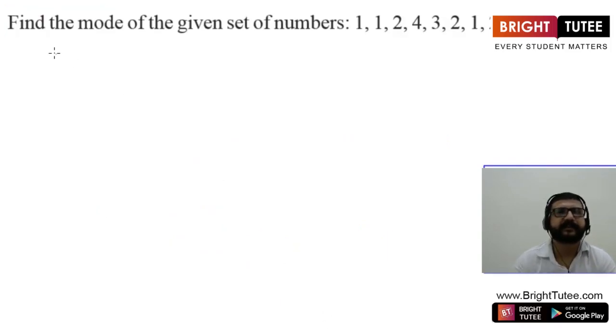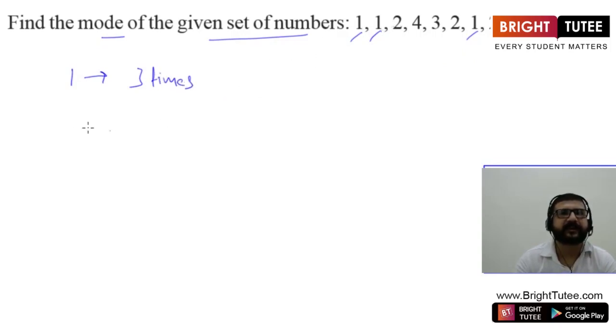Now let's see one more example on mode of the data. Here we have to find the mode of the given set of numbers, and the set here is 1, 1, 2, 4, 3, 2, 1, 2, 2, 4. Now let's see how many times 1 is occurring in this data. 1 is occurring 1, 2, 3. So it is occurring 3 times.